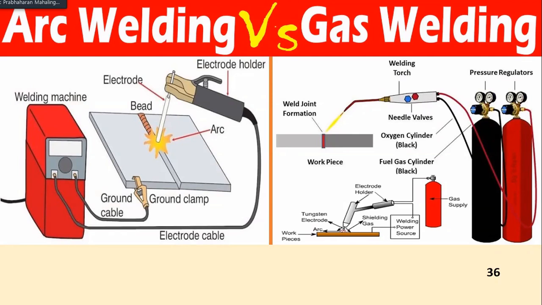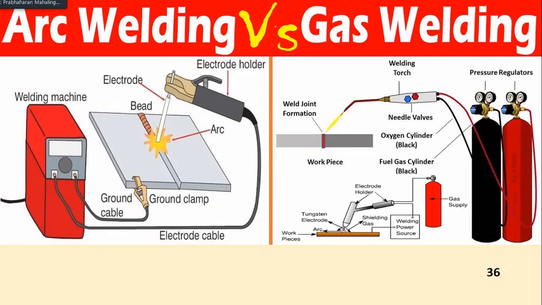Flux, deposition of flux. After welding, you can have a black coating. That black coating is known as flux. Burned flux is equal to slag. Slag can be removed by using a chipping hammer. It's a simple hammer that can be utilized for removing slag.